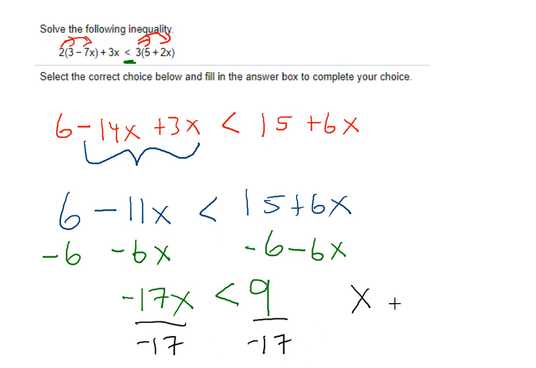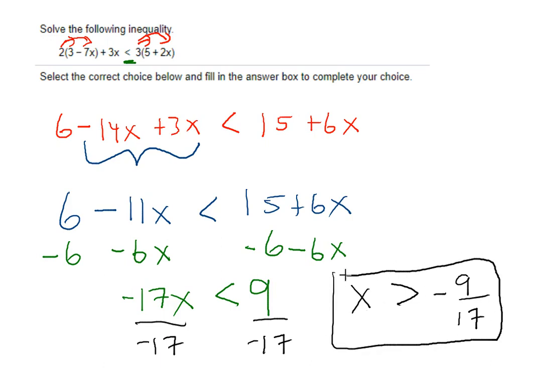And we're going to get x is greater than negative 9 over 17. Right? So now the symbol is going to flip because we're dividing by negative on both sides. Again, this will stay as a fraction. It's a negative fraction because we have a positive divided by a negative, so the fraction will be negative. So this is solve for x.